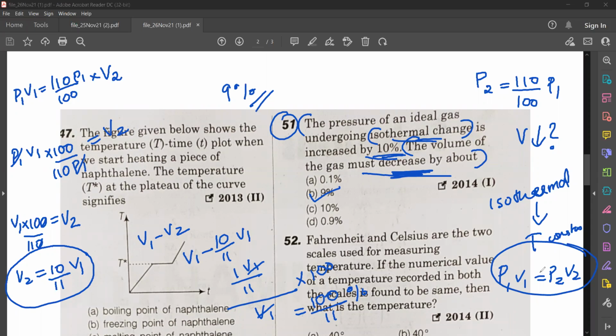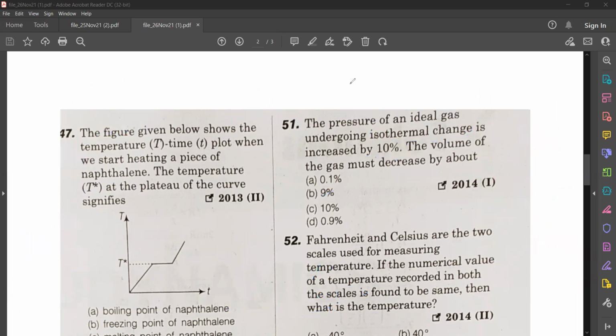Okay, so what is the relation that you have to understand? P1 V1 is equal to P2 V2, when the change is an isothermal change. So I wrote that relation. Then I have told this pressure is increasing by 10%, so it is 110 by 100 into P1. So I substituted here. Then I found out V2. Then the difference between V1 and V2, that I got 1 by 11 V1. Then converting that into percentage, you will get the answer as 9%. So answer is option B. So moving to the next question.